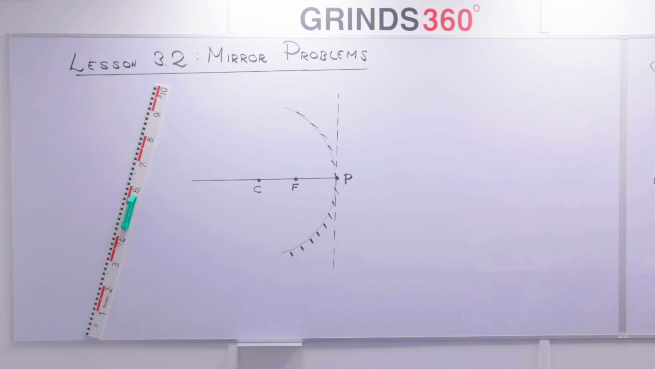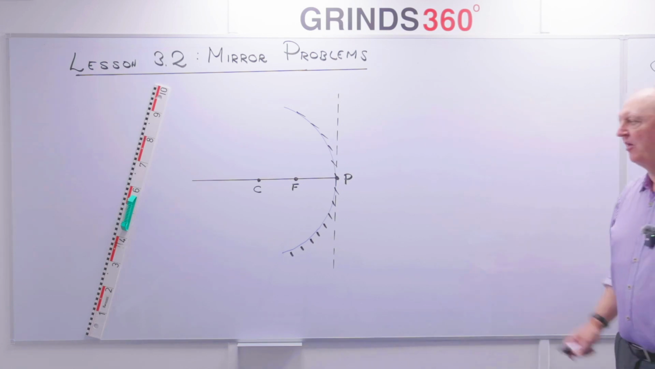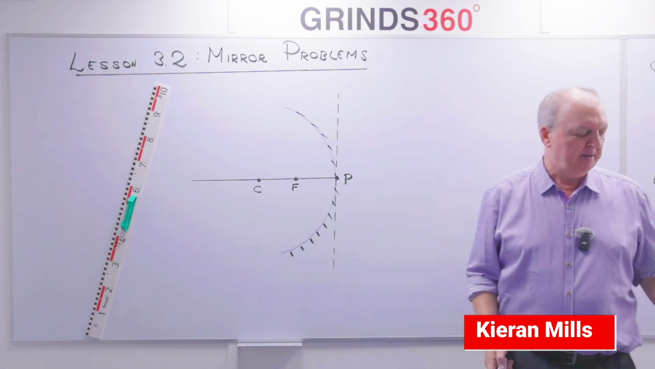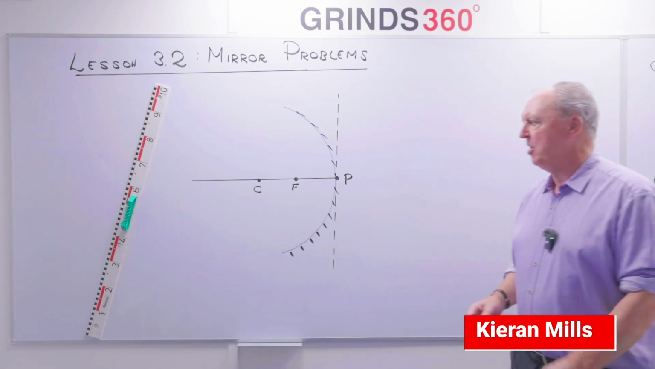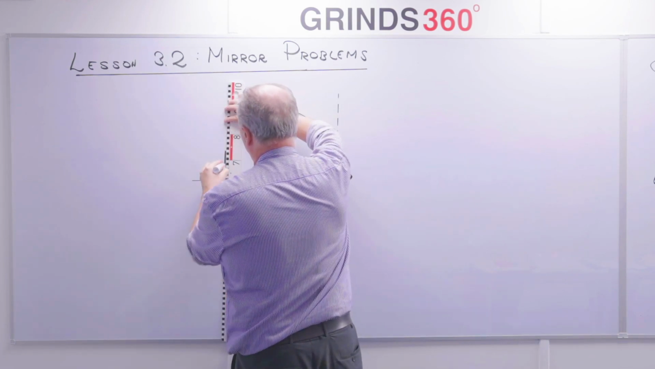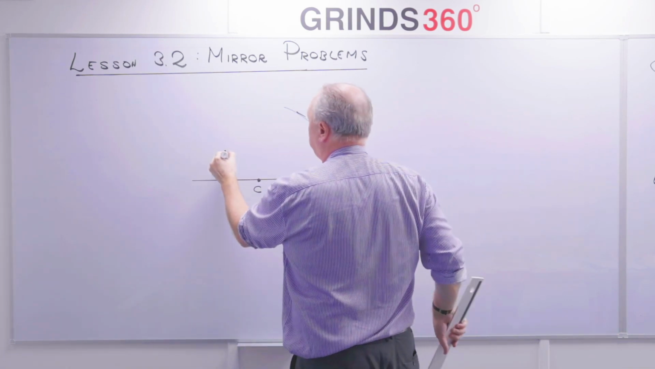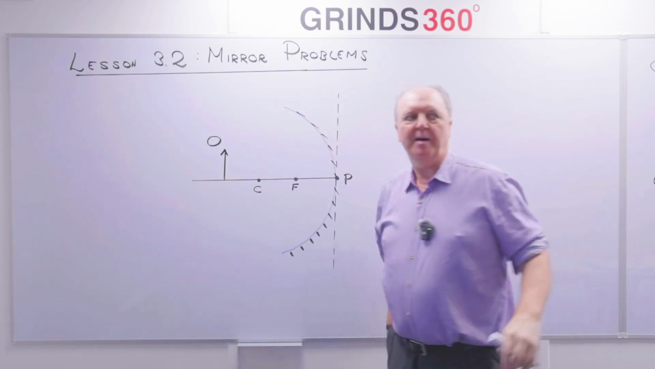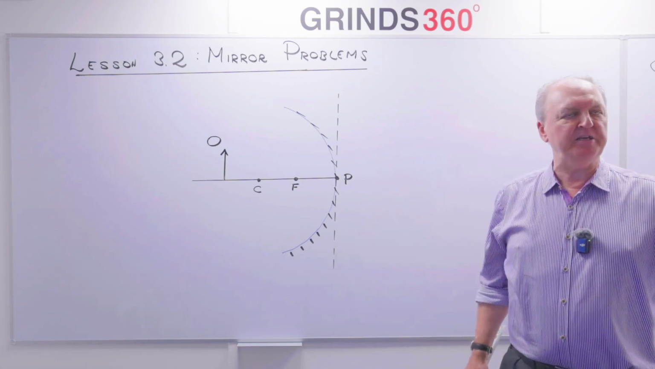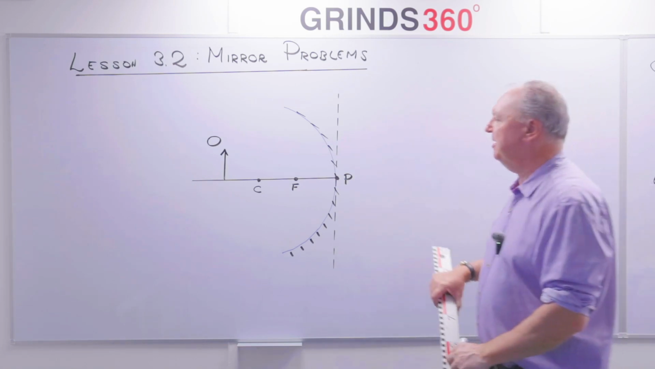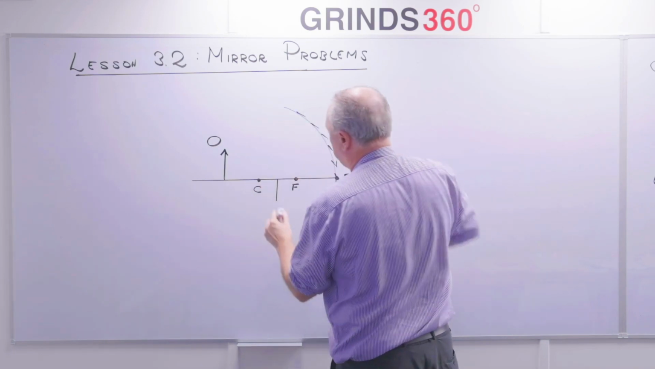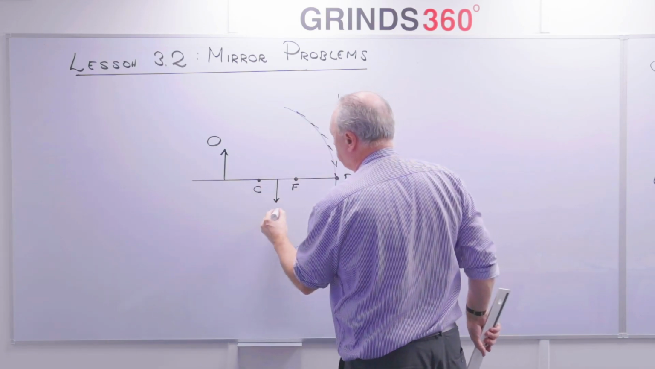So let me look at a concave mirror. So there's my concave mirror. There's all the usual stuff, your focus, your center of curvature, your pole. Let's say I put an object outside the center of curvature. So there's my object, O. I'm not going to draw the ray diagram here. We've already done it. When the object is outside C, you know where the image ends up. You end up getting a diminished image somewhere between C and F. So there's my image, I.